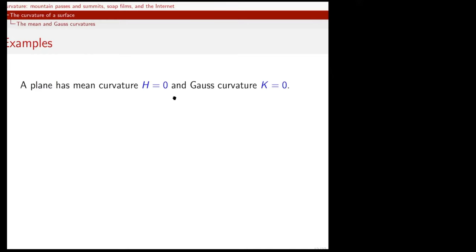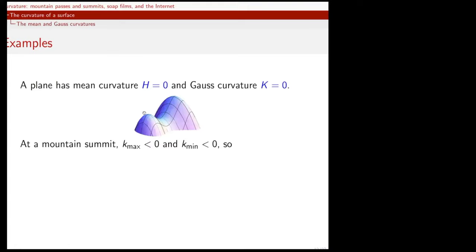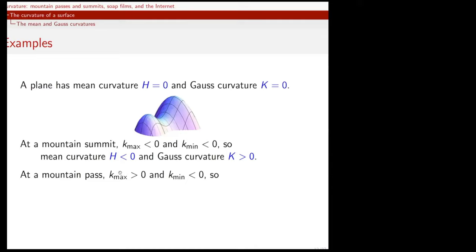At a mountaintop, like here or there, we saw that the maximum and the minimum are both negative. And so if I take the sum and divide by two, I get a negative number. But if I take the product of two negative numbers, I get a positive number. So this Gauss curvature here is positive. And then at a mountain pass, the maximum is positive and the minimum is negative. And so the product, the Gauss curvature, is going to be negative. And the mean curvature, I cannot tell, because when I take the sum of a positive number with a negative number, sometimes I get something positive, sometimes something negative.